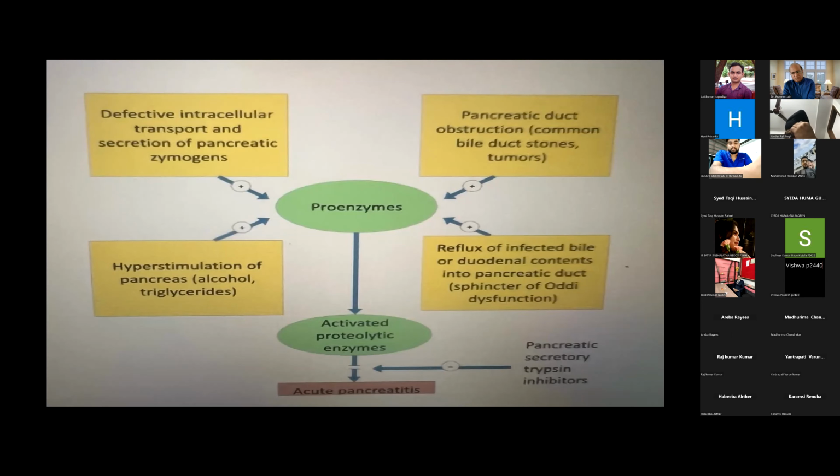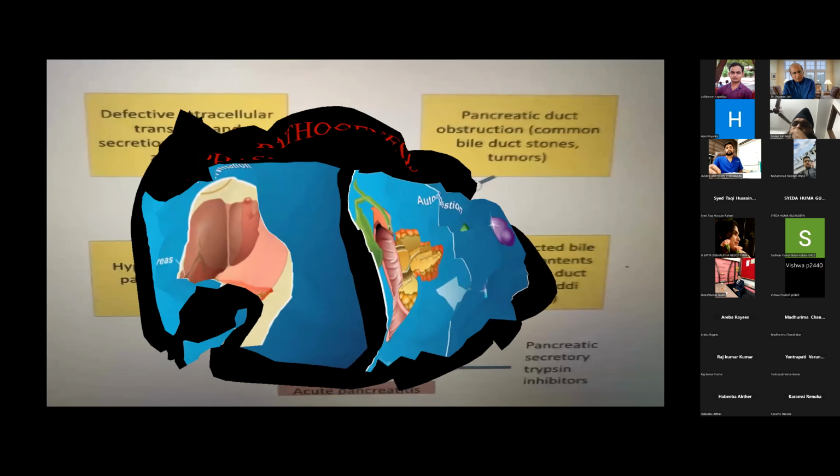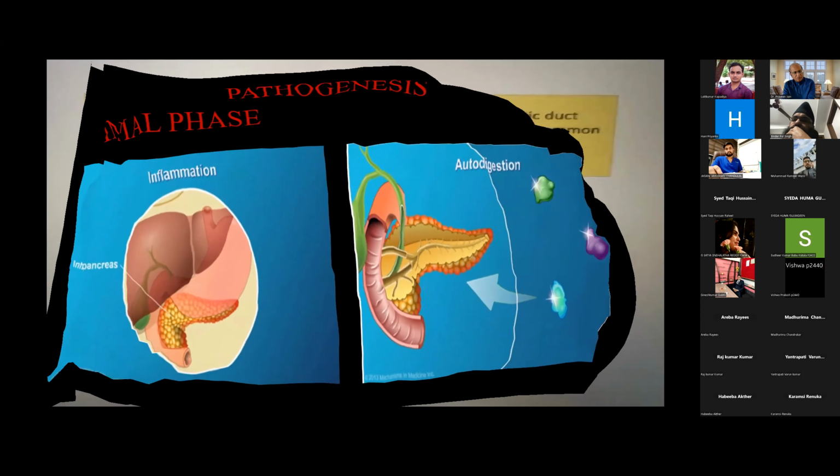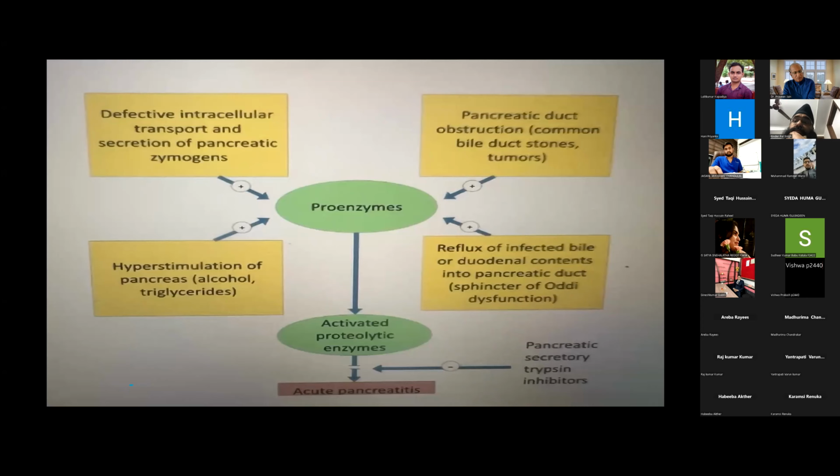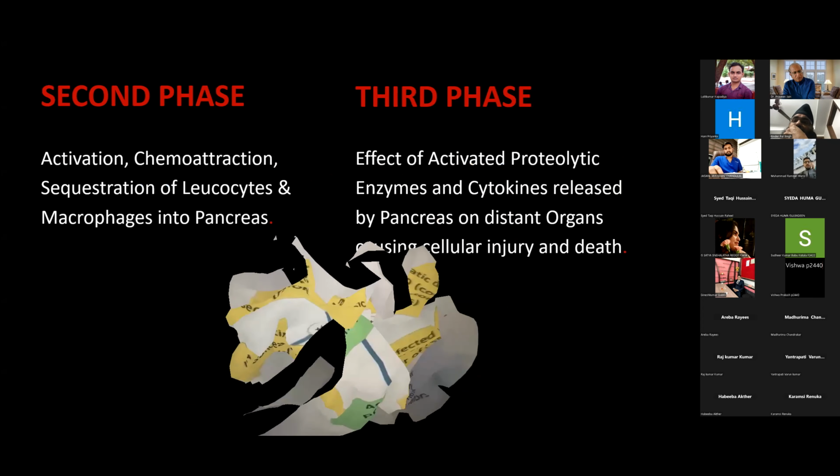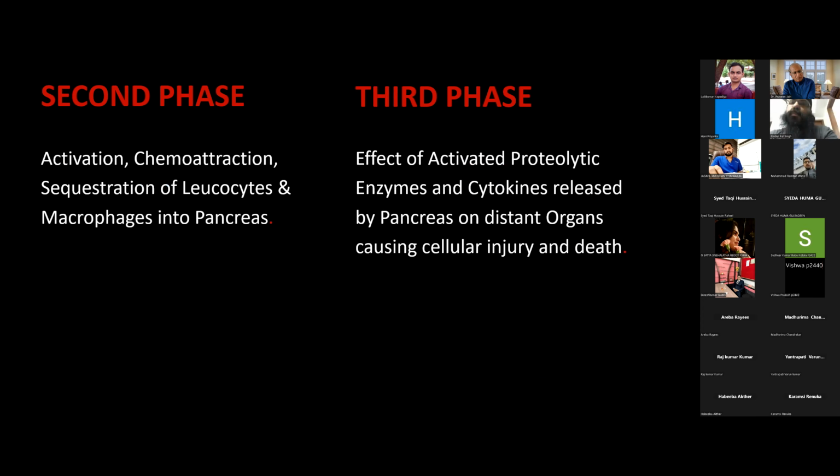So we can discuss the pathogenesis in three phases. The first phase is all about the autodigestion of the pancreas due to all these etiological factors. The second phase is about activation of the immune system and release of inflammatory cytokines. And the third phase is all about the action of these cytokines on distant organs.